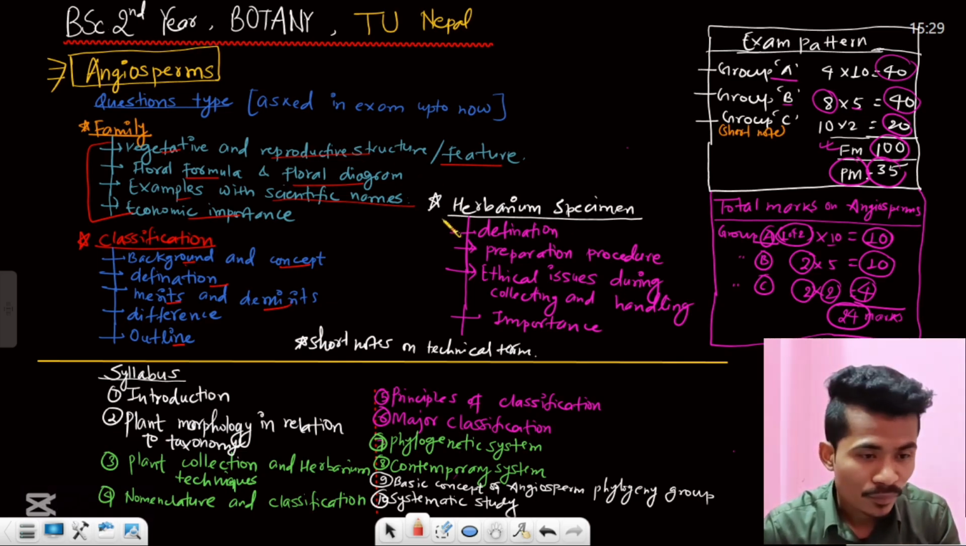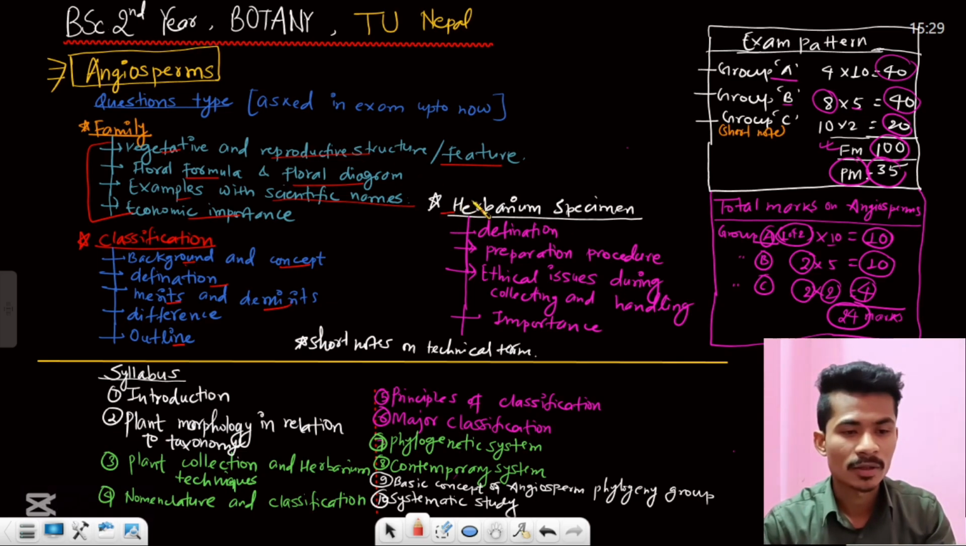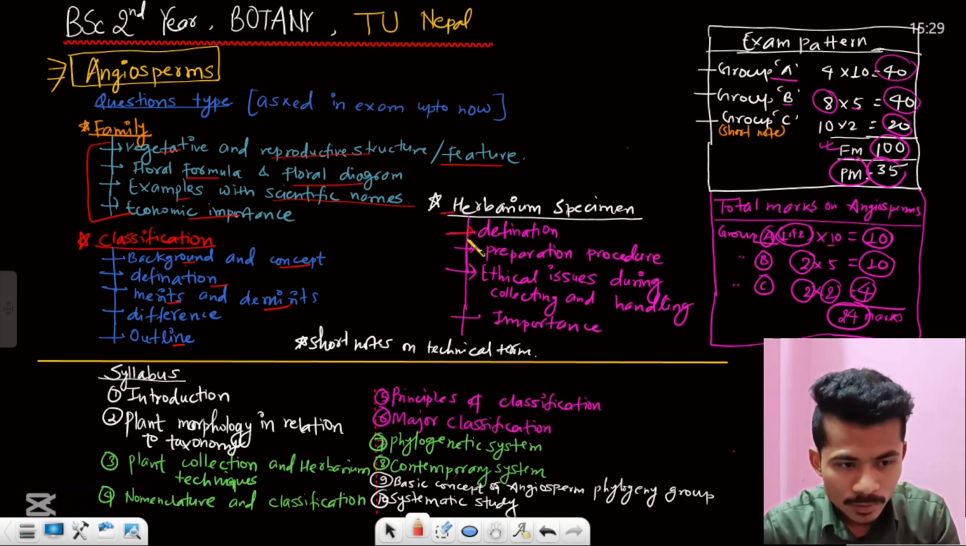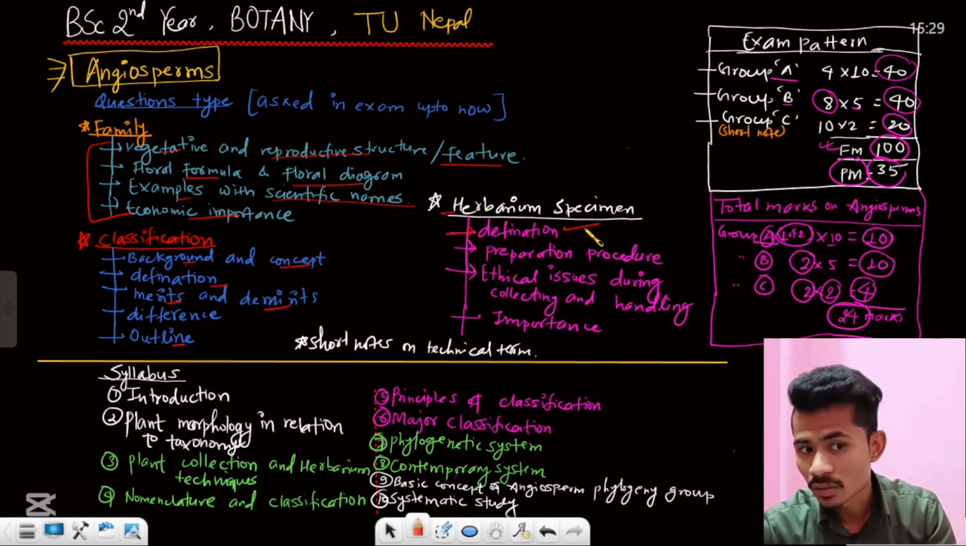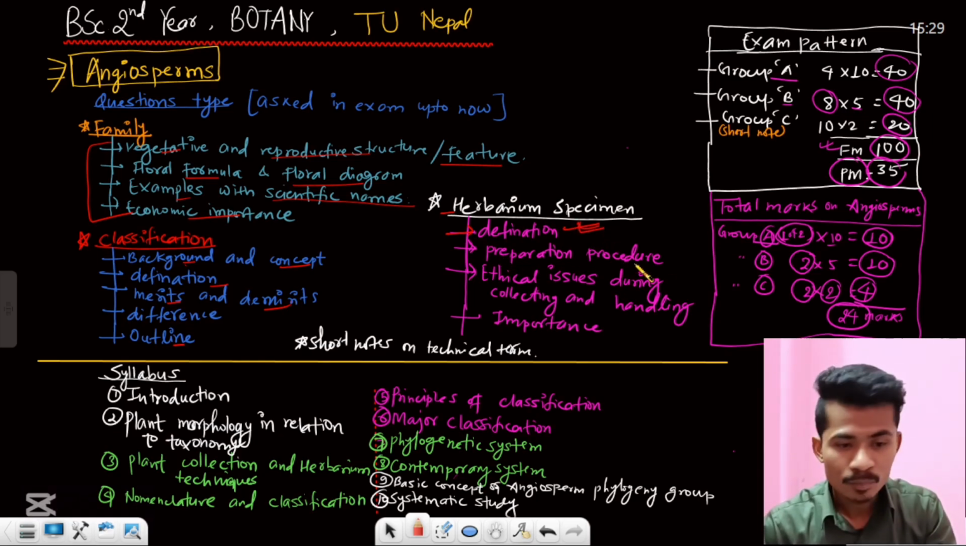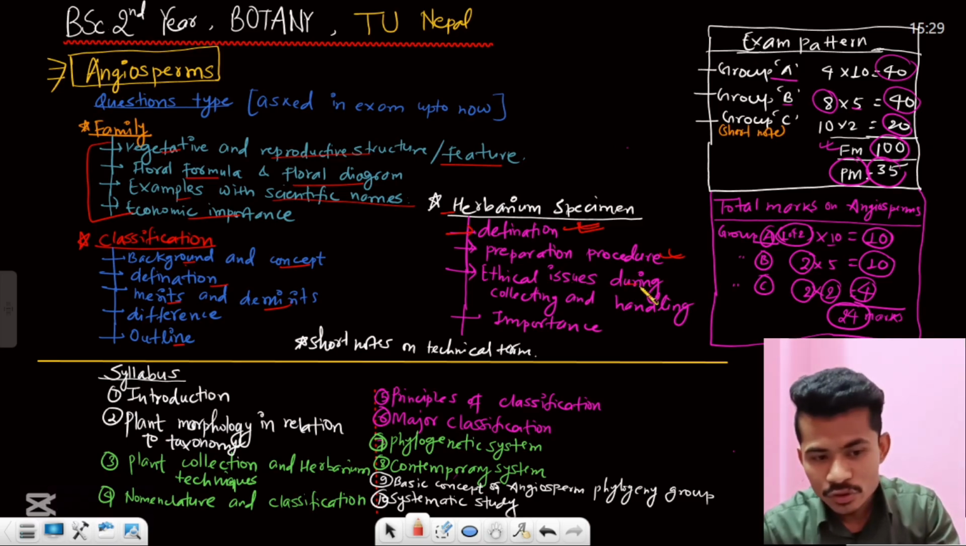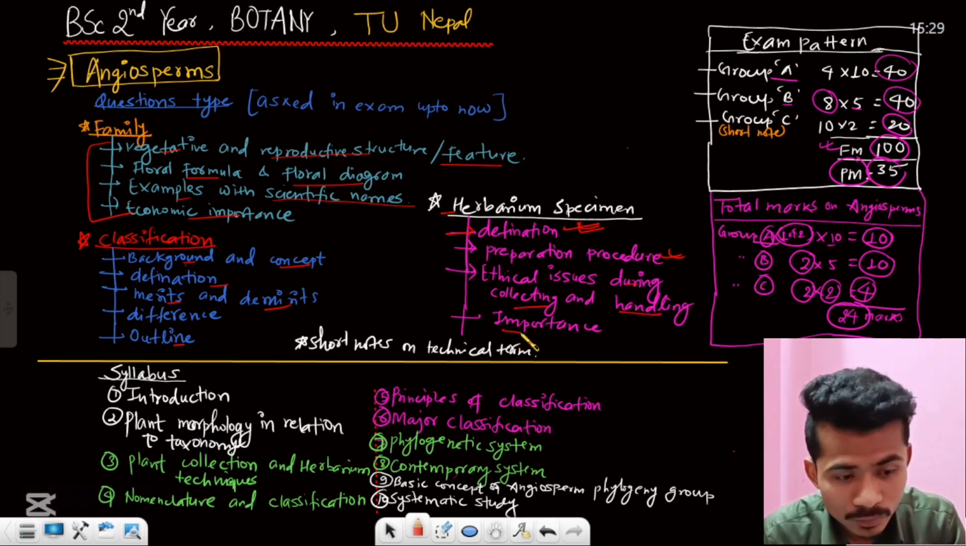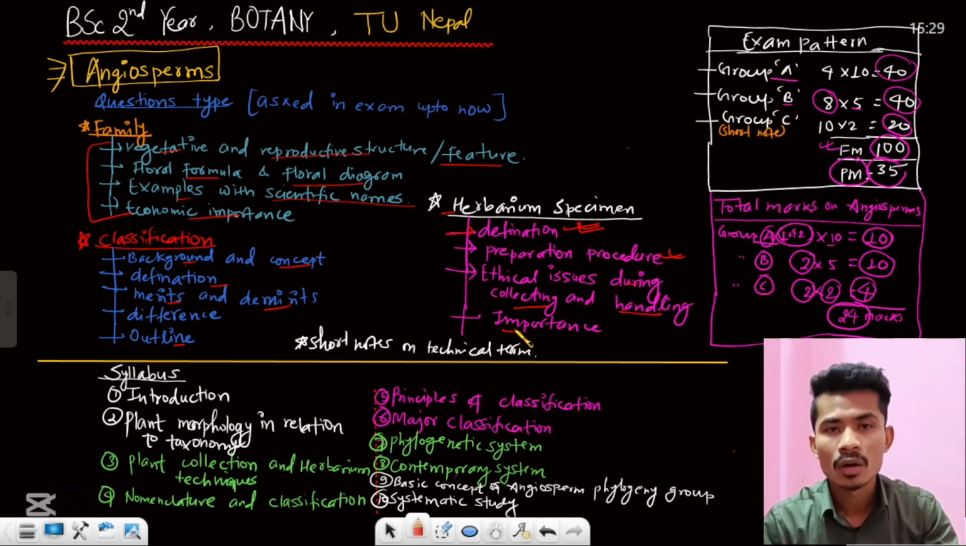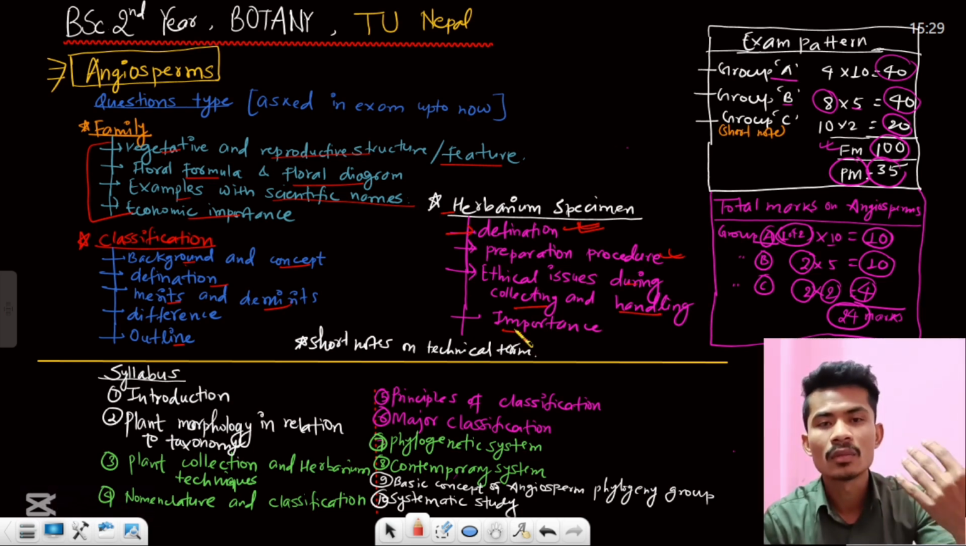Third topic, herbarium specimen. From herbarium specimen we get the definition, and we have to learn the definition, as questions have been asked from it. Then the preparation procedure, how to prepare a herbarium specimen, ethical issues during collecting and handling, and finally the importance of preparation of herbarium specimens.